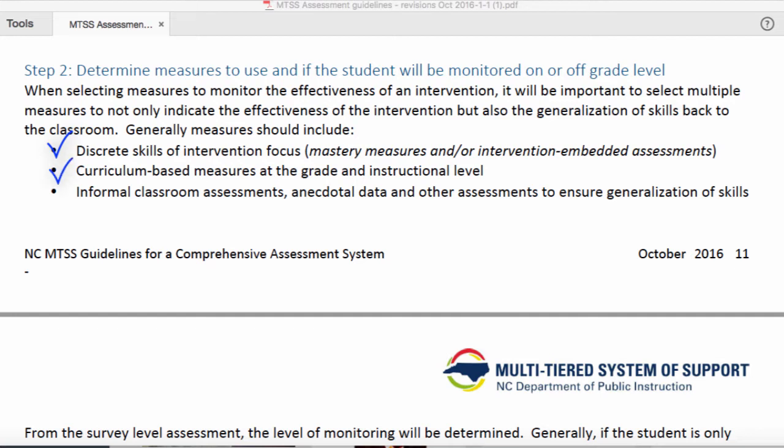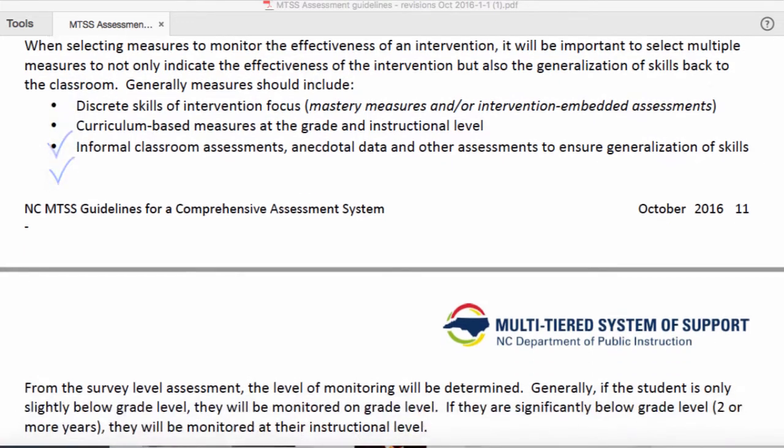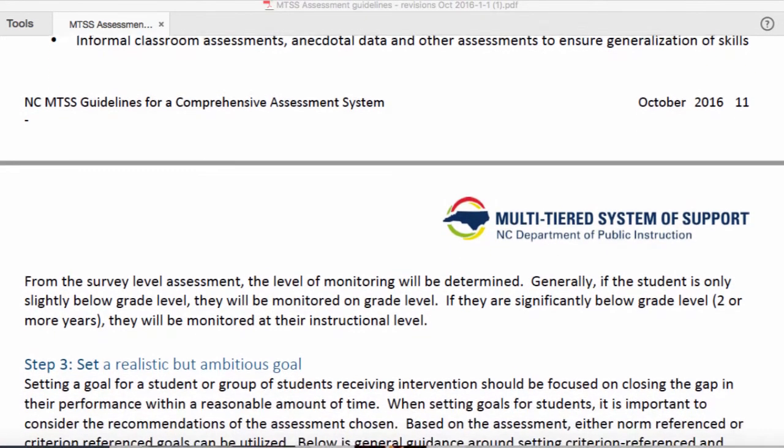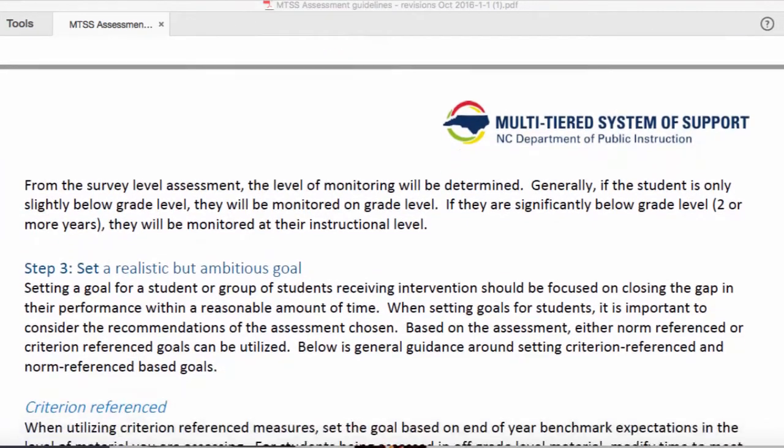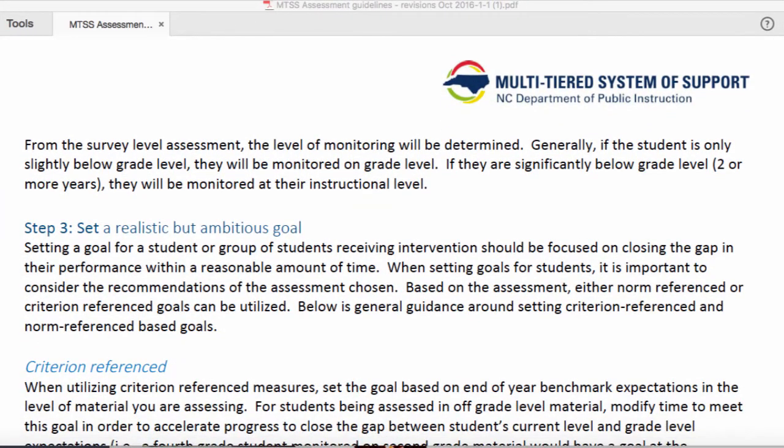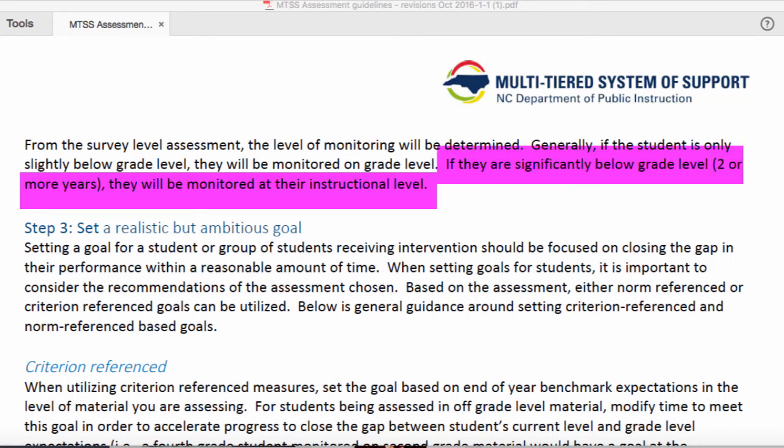Next, we'll also use a curriculum-based measure or a computer adaptive test at the student's grade level to ensure their generalization, and at their instructional level if they're monitored off grade level. We'll use the measure on their instructional level for graphing progress most frequently if they're off grade level. If a student's less than 2 years below grade level, the team may choose to only monitor on that grade level probe, but more than 2 years typically means you'll monitor most frequently at their instructional level, and this prevents frustration in the student and the educator.